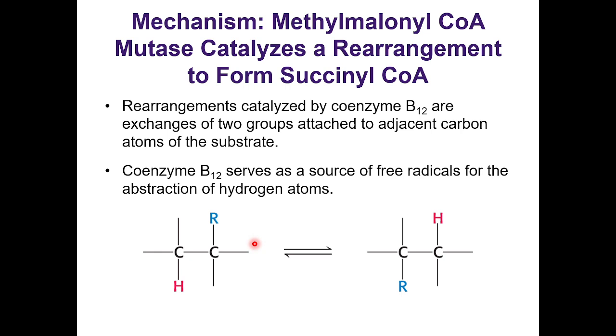So the rearrangements catalyzed by coenzyme B12 are exchanges of two groups that are attached to adjacent carbon atoms of the substrate. Coenzyme B12 will serve as a source of free radicals for the abstraction of hydrogen atoms. And so right here we can see an exchange of a hydrogen atom and the substituent next to it. Could be a methyl, it could be whatever. Okay?